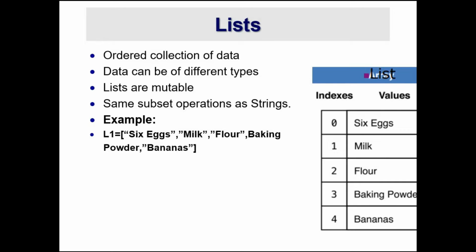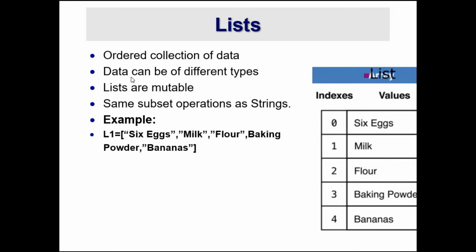Ordered means that they have a certain order, like they have an index. For example, you can see here these are the indexes, so they are in order like 0, 1, 2, 3, and 4. And this is the first item, like 6x is at the 0th index, and then milk is at the first index, flour is at the second index, baking is at the third, and banana is at the fourth index. So in this way they all are the ordered collection of data.